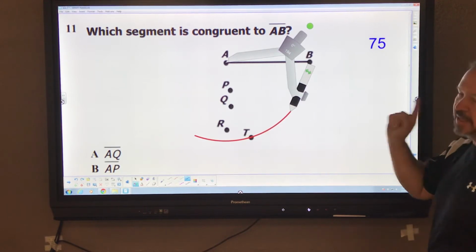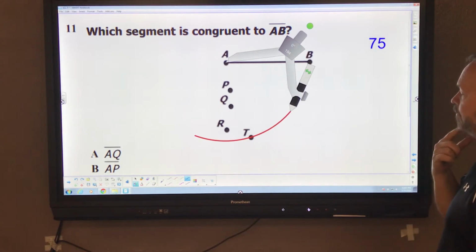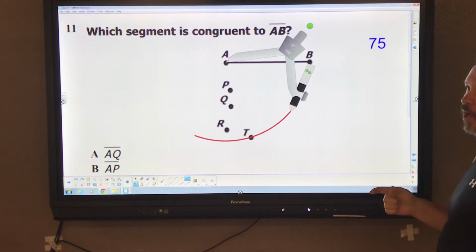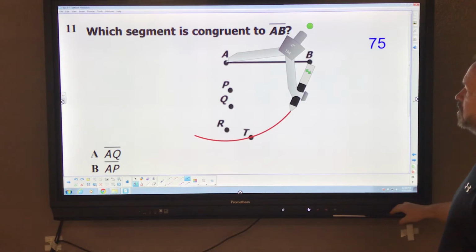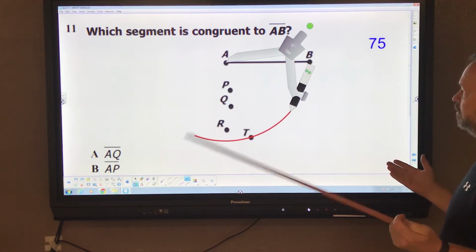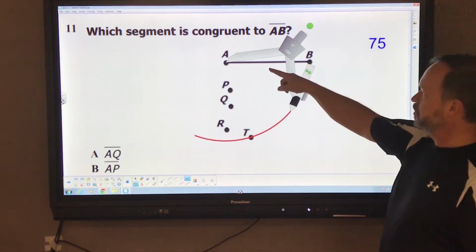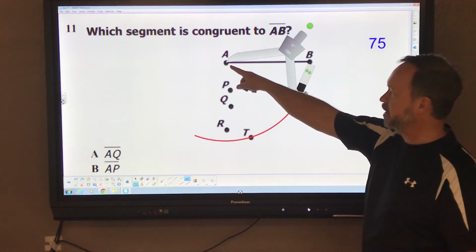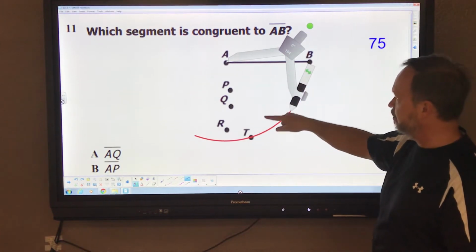I'm going to leave this question to another time, and I'm going to post a link for you to watch some things online that will be helpful as far as drawing segments. Actually, this one is pretty easy. The segment congruent to AB. I just took my compass and put it here and put it here, and then drew an arc, and so you can see that AT will be congruent to AB.